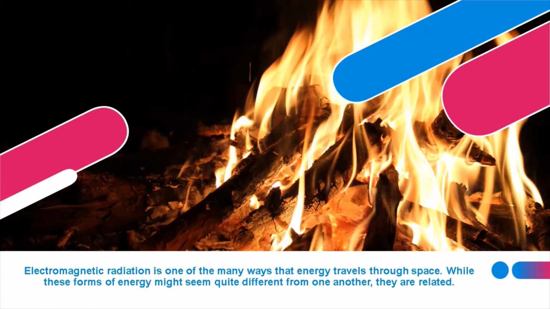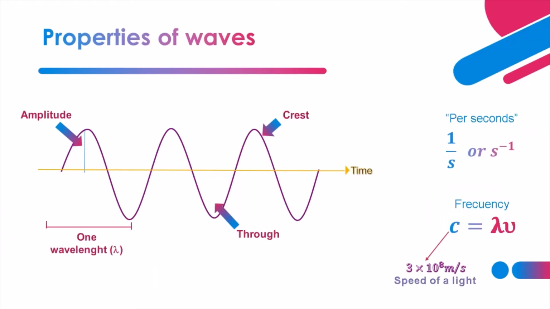The heat from a burning fire, the light from the sun, X-rays, and microwaves are all forms of electromagnetic radiation. While these forms of energy might seem quite different from one another, they are related in that they all exhibit wave-like properties. A wave has a trough, its lowest point, and a crest, its highest point. The vertical distance between the tip of a crest and the wave's central axis is known as its amplitude.